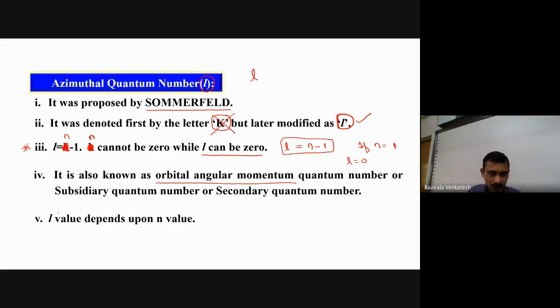Now this is very important. L value depends upon N value. If you know the N value only, we can write the L value. If you don't know the N value, it is impossible to write the L value. Why? Because L is equal to N minus 1. That means L always depends on the N value. Without the N value, it is impossible to write the L value. All these quantum numbers are interdependent. So if you know the N value, then only can we write the L value. Next, L value ranges from 0 to N minus 1. This is also important for us.